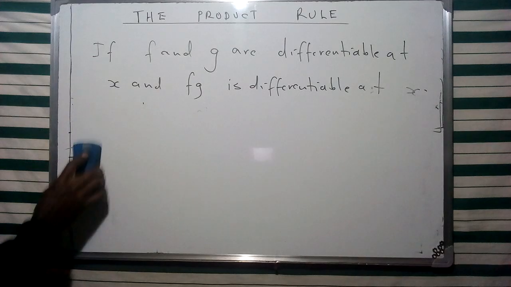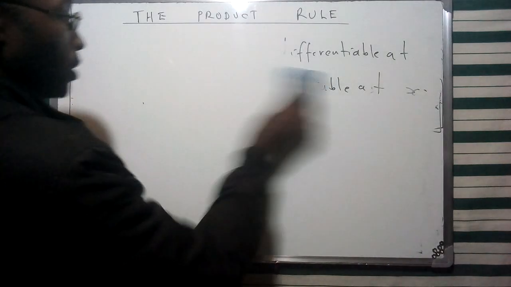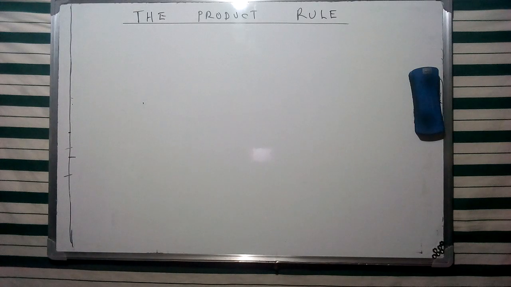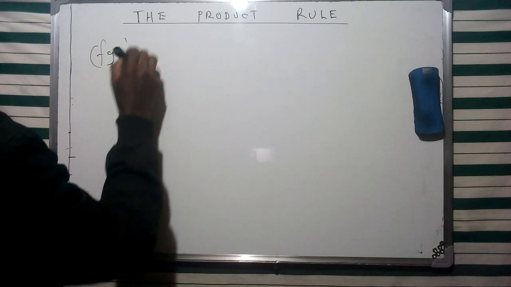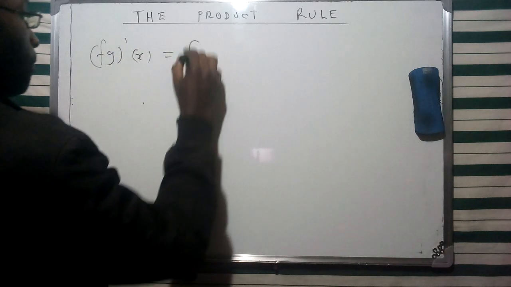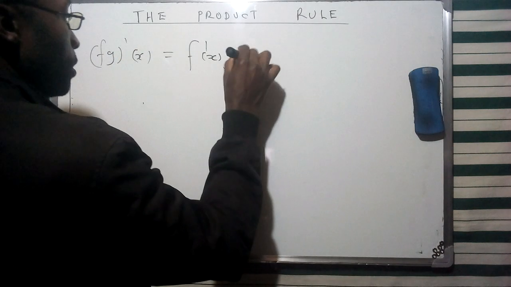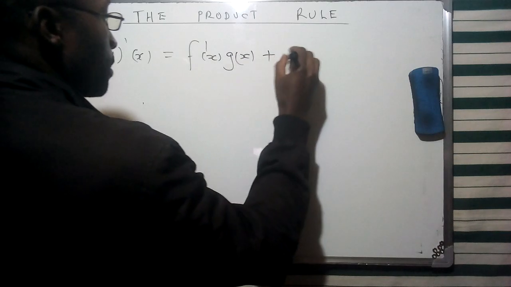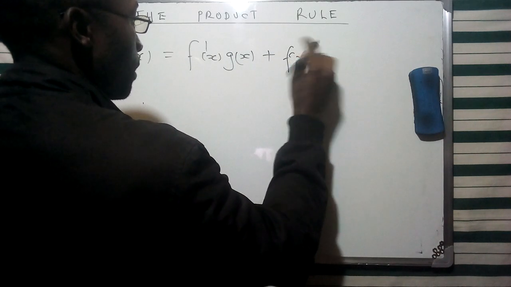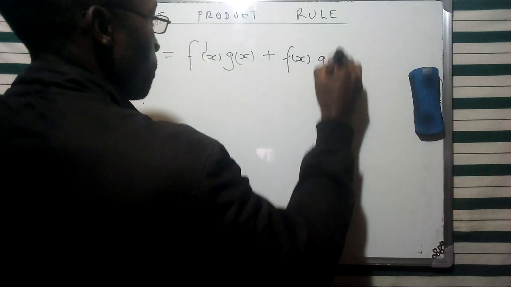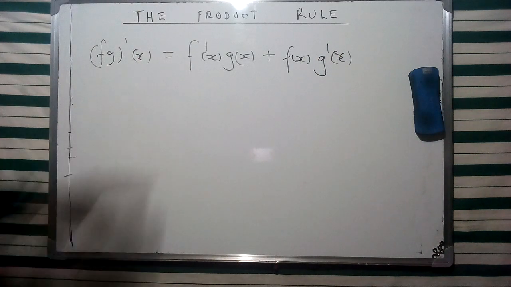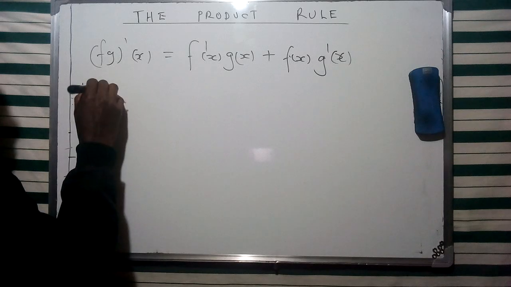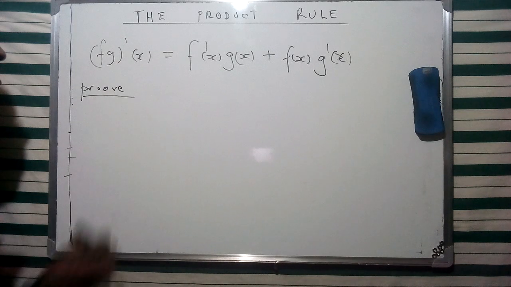So I'm going to do one of the evaluations which is going to prove that this is the rule that is applicable. I'm going to have this given as such: f prime of x g(x) plus f(x) g prime of x. So this is the specific equation we're going to work on. We're going to do an evaluation and see whether this is applicable.